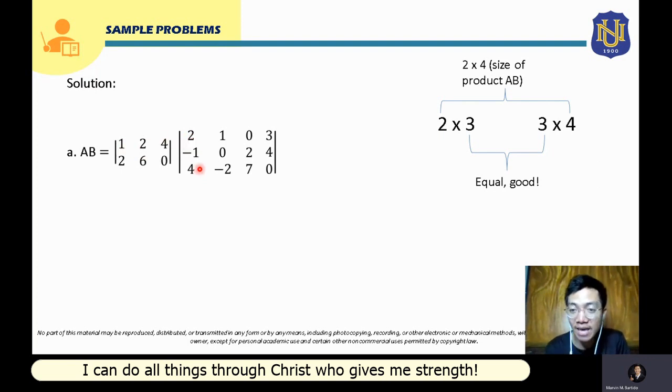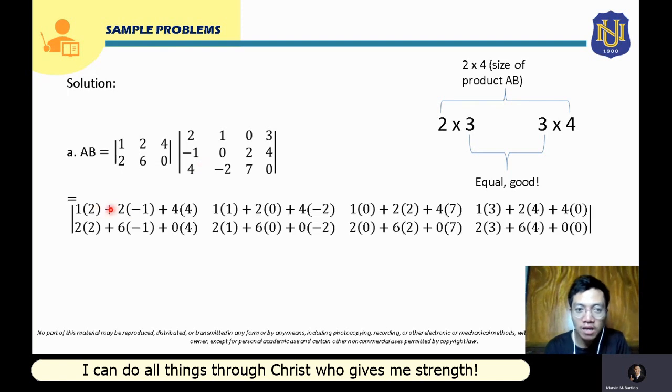Those products, you will add them, so this will be the sum of those products: 1 times 2 plus 2 times negative 1 plus 4 times 4. The answer will be the element of your product located in the first row and first column, since the row and column that we have multiplied here are the first row and the first column.